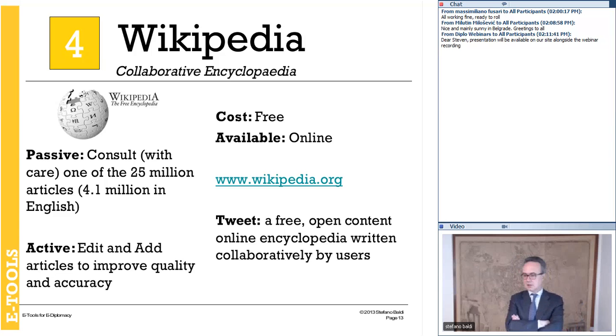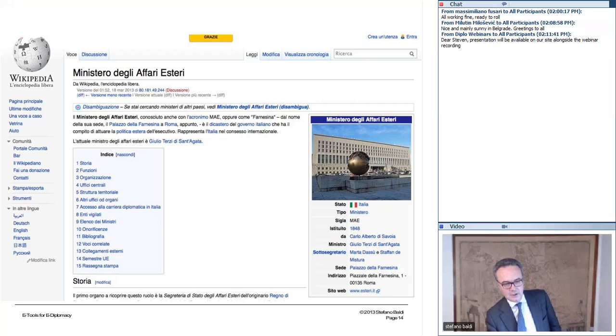It's an opening. So you have the right to do it and to engage if you want. And I think you should do it because it's part of public diplomacy. Maybe you should do it personally, not as an institution, because Wikipedia is a participation at personal level. But still, I think this is just an example. It's free. It's online. What's the tweet? The free open content online encyclopedia written collaboratively by users. I hope this is 140 characters. I didn't check, but it should be. Okay, this is just an example.